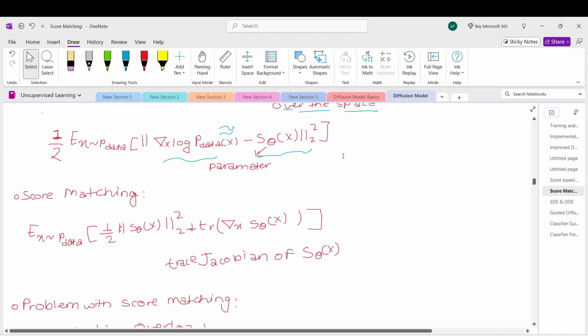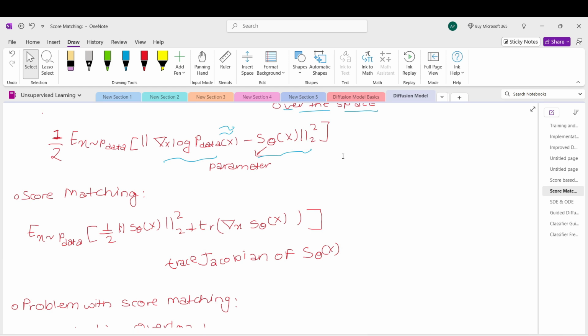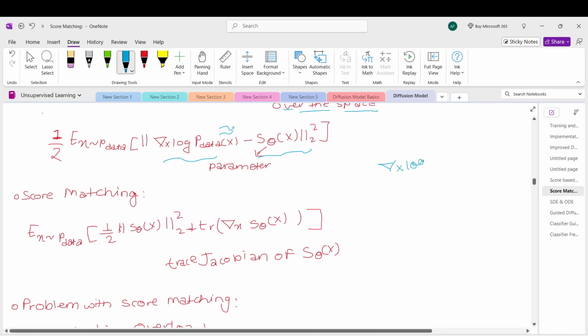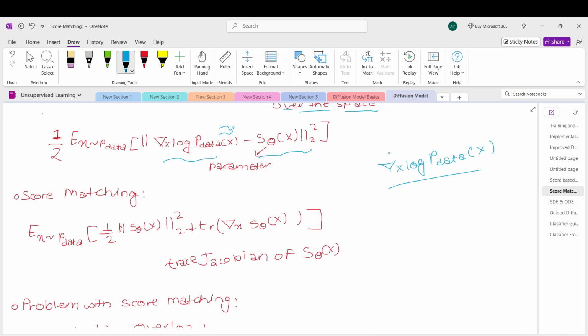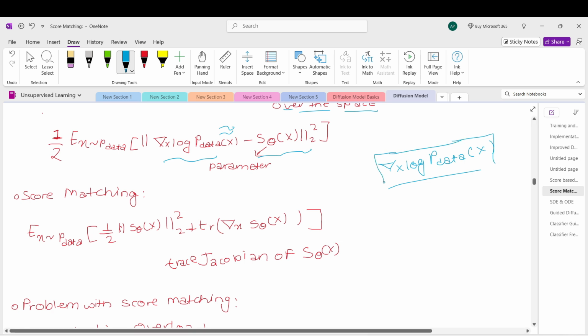First of all, our goal is to find the score function of a certain data distribution. Suppose you have a distribution of cats. Our goal is not to directly generate samples, but first to approximate this quantity, the gradient of the log of p data of x. First of all we find this, and we will move on to later things. So how can you find this?